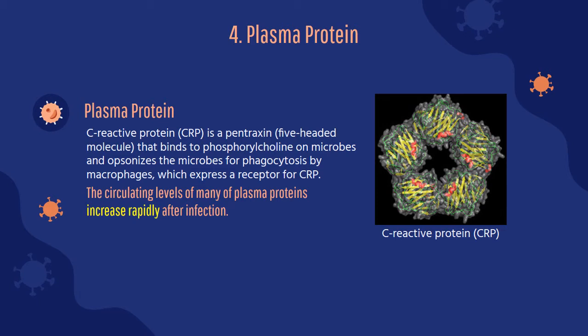Plasma proteins such as CRP, which is a pentraxin, bind to phosphorylcholine on microbes and opsonize the microbes for phagocytosis by cells that express a receptor for CRP. CRP can also activate proteins of the classical complement pathway. The circulating levels of many plasma proteins increase rapidly after infections.